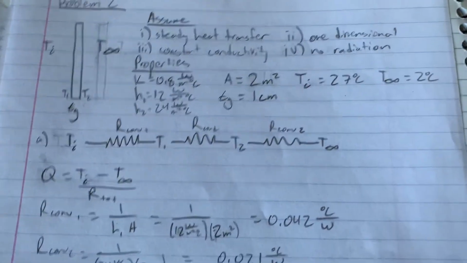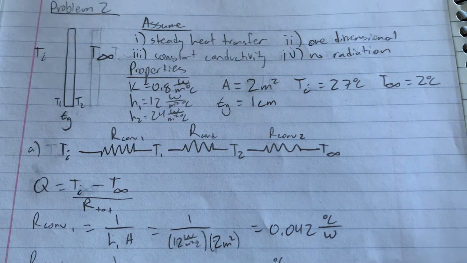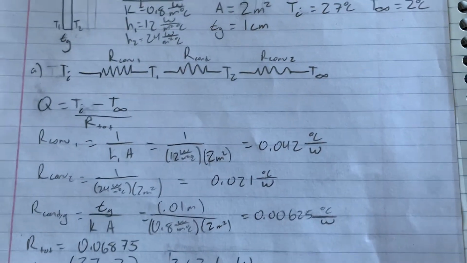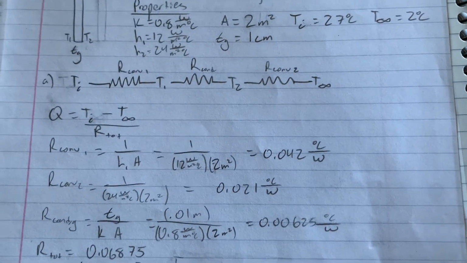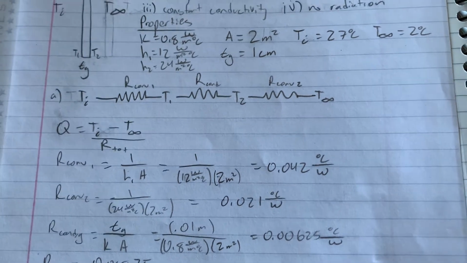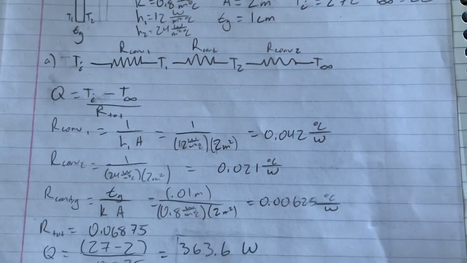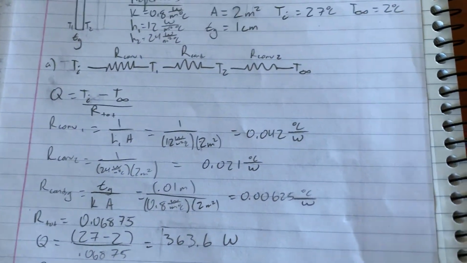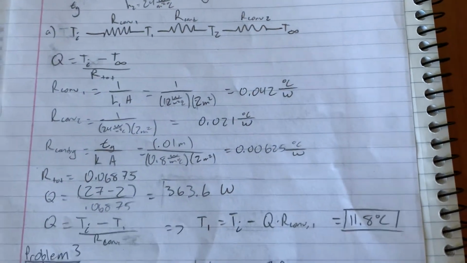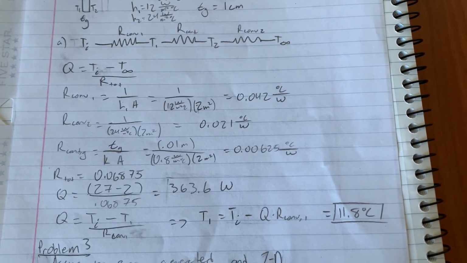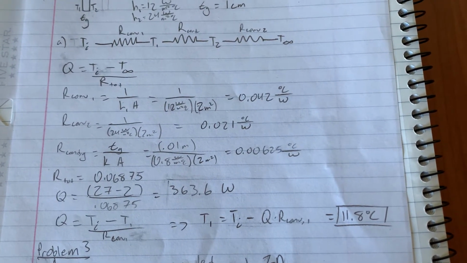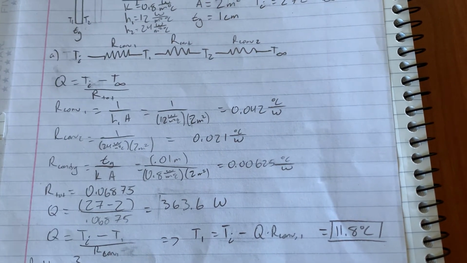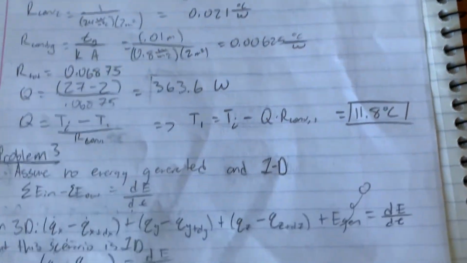And first we can draw the resistance map here and solve for all 3 resistances, the 2 convective resistances on the inside and outside of the glass, as well as the conductive resistance of the glass itself. Find the total resistance, solve for the total heat transfer Q to be 363 watts. We then apply analysis on the left side of the resistance map, where the only resistance is convection 1, to solve for temperature 1 to be 11.8 degrees Celsius.